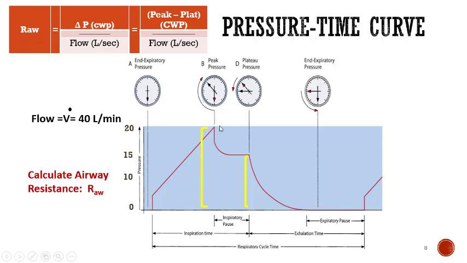So if you come to the top here, we'll call that number 20. The PIP is 20, and then you follow it down, and the plateau pressure is 15. So if you were solving this, you would take that 20 minus the 15, and your difference in pressure would be 5. And then you would just divide it by the flow in liters per second.